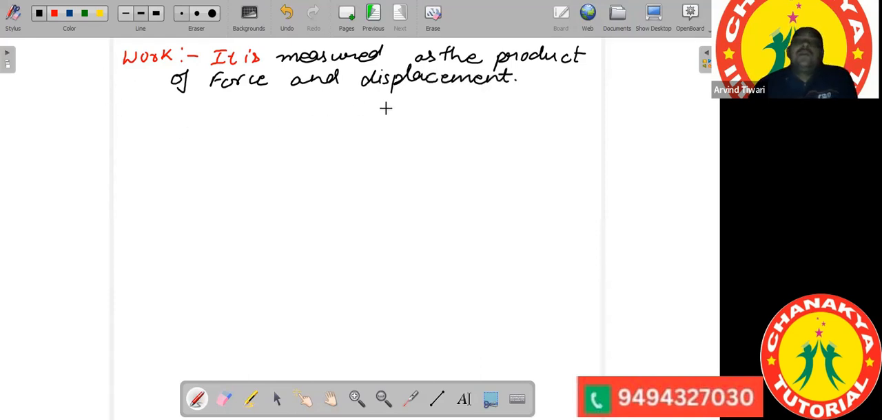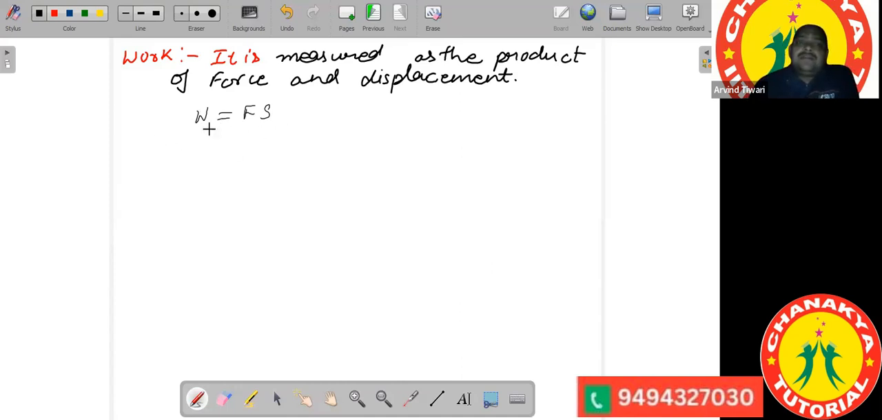Okay. So it is measured as the product of force and displacement. If you have a force and that force is making some displacement, we will say that the work done will be equal to force times displacement. Okay. And this work done depends on how much force you have applied and how much displacement has been covered. So it is a factor which depends on both the things, the amount of force being applied and the amount of displacement that is being covered.